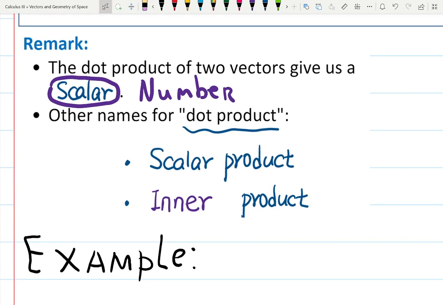Does it make sense? What do you think about that? Not too bad for now. So let's have an example.